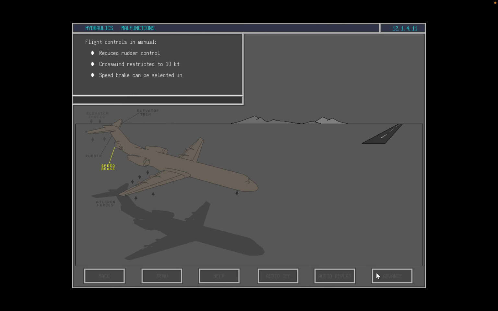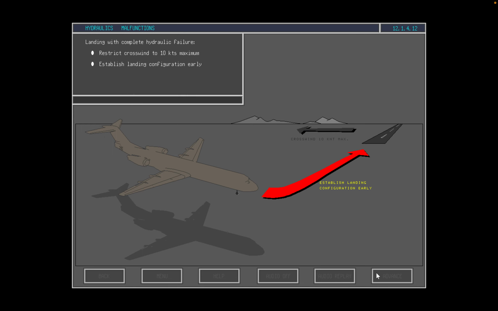The speed brake can be selected in, if extended, at the time of hydraulic failure. When landing with a total hydraulic system failure, ensure that the hydraulic system 1 and 2 low pressure procedure has been completed. Restrict the crosswind to a maximum of 10 knots, and establish landing configuration early. Select the landing gear down and flap extension via the alternate systems. Use flaps at 25 if the runway length permits, and be aware that the thrust reversers are inoperative.